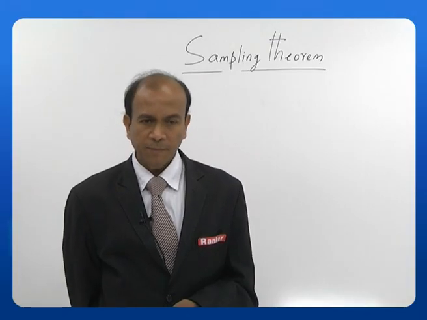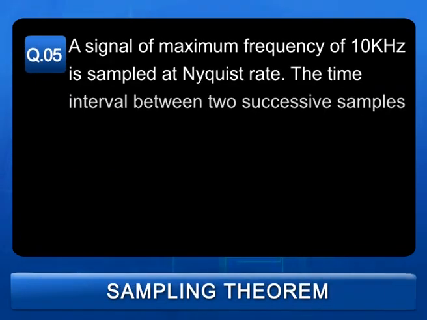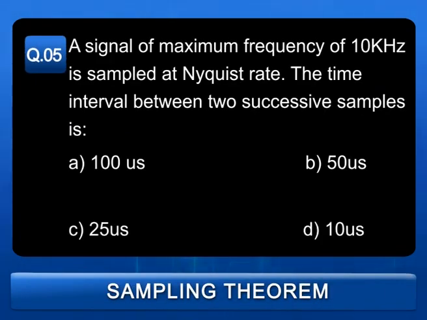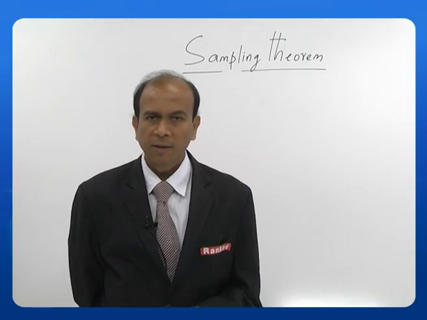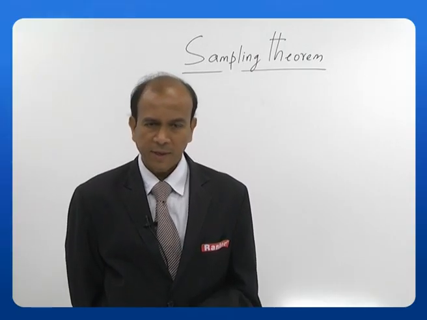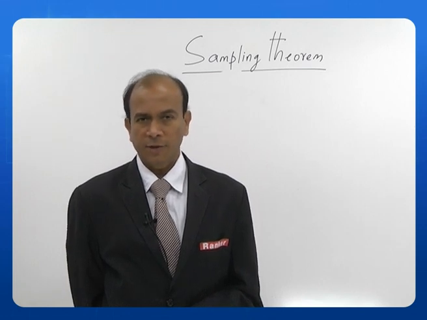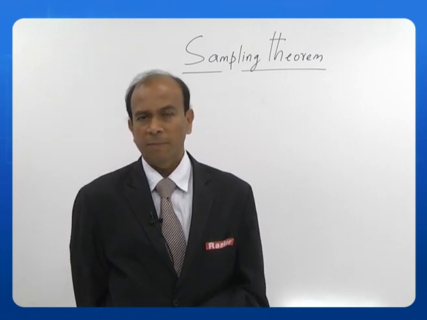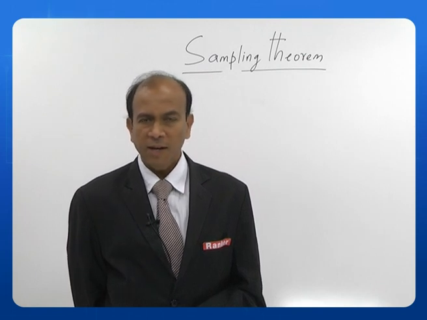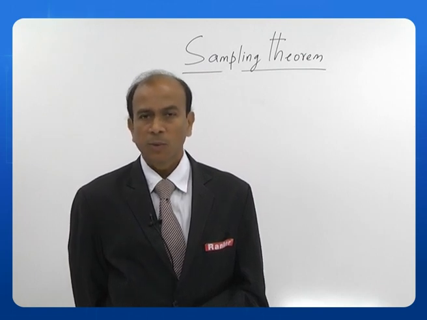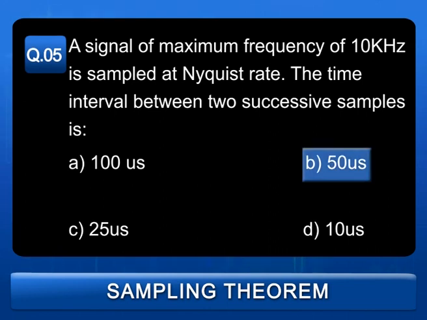Let us see the fifth question. A signal of maximum frequency of 10 kilohertz is sampled at a Nyquist rate. The time interval between two successive samples is A. 100 microseconds, B. 50 microseconds, C. 25 microseconds, and D. 10 microseconds. So, how do I calculate? Take twice it, that is 20 kilohertz, 1 by 20 kilohertz. That will be equal to 1 by 20 into 10 to the power of minus 3. The answer is 50 microseconds. So, answer here is B.